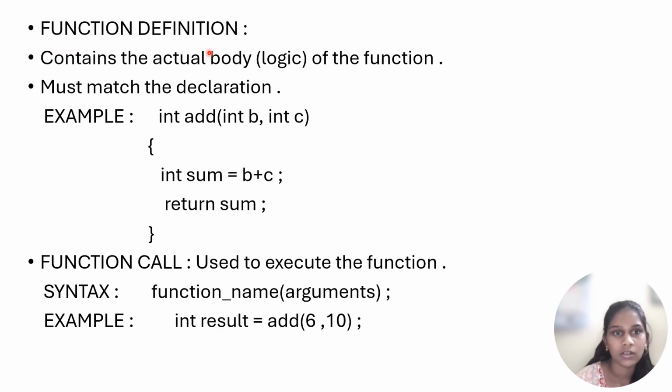Function definition. Function definition contains the actual body or logic of the function. It must match the declaration. Example: int add(int b, int c). And first we should initialize sum equals b plus c, and it will return sum.